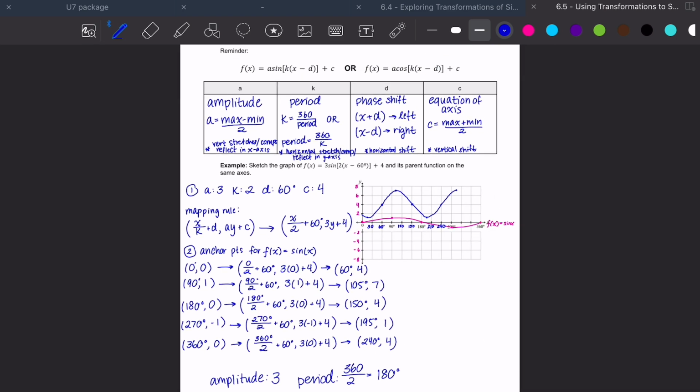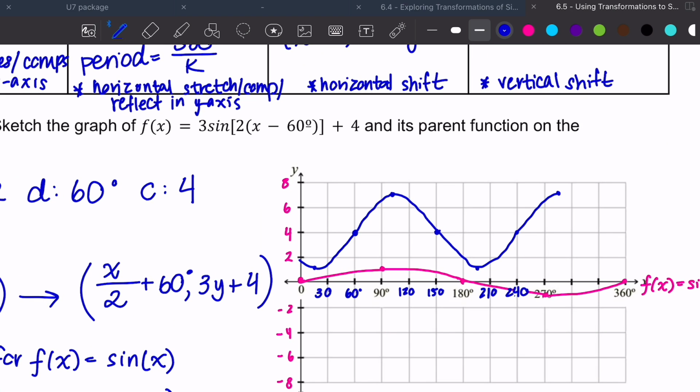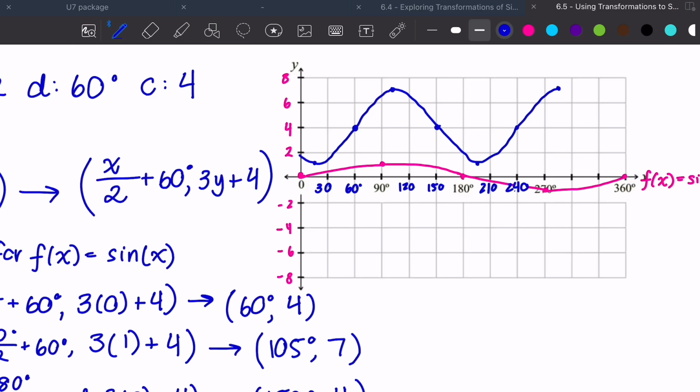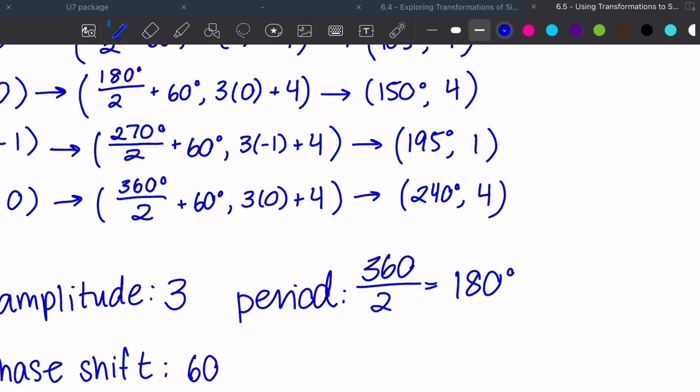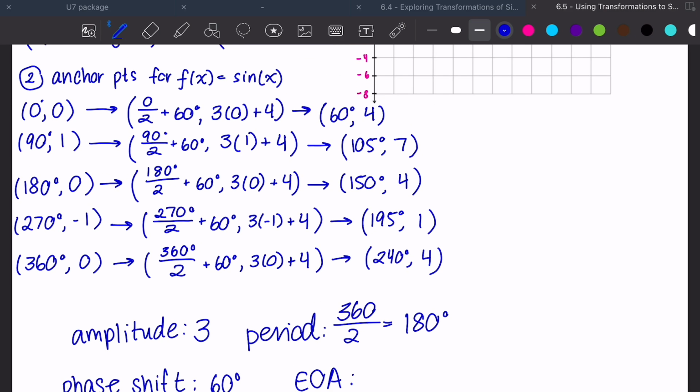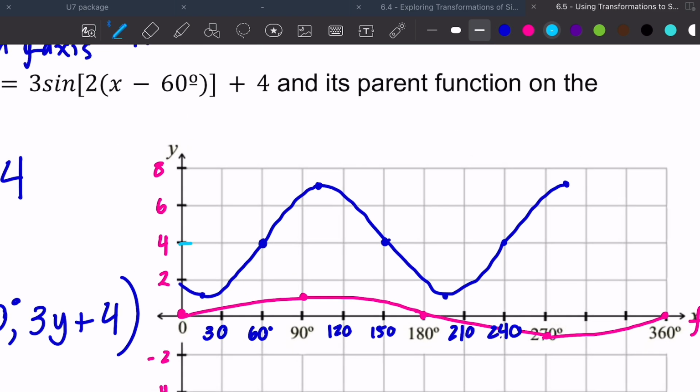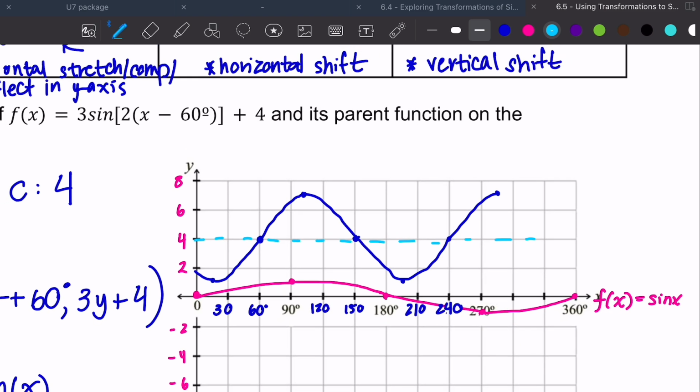We have phase shift. In this case, we have 60 degrees to the right originally. So it's like our starting point before was at 0. Then we started our new graph at 60. So this is 60 degrees. And then lastly, our EOA, or equation of axis, is going to be at 4. Which, if you wanted to now sketch it onto this graph, you could see, yeah, 4 is where I am completely in the middle. It's cutting this graph perfectly in half. And voila. That is all.